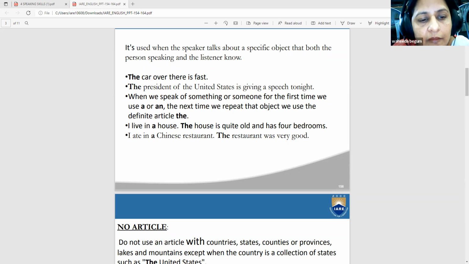The with uncountable nouns, when used in a particular sense, especially when qualified by an adjective. Would you pass me the sugar? The wisdom of Solomon is great. These are some of the 12 rules of the definite article. In these conditions, we have to use the definite article.